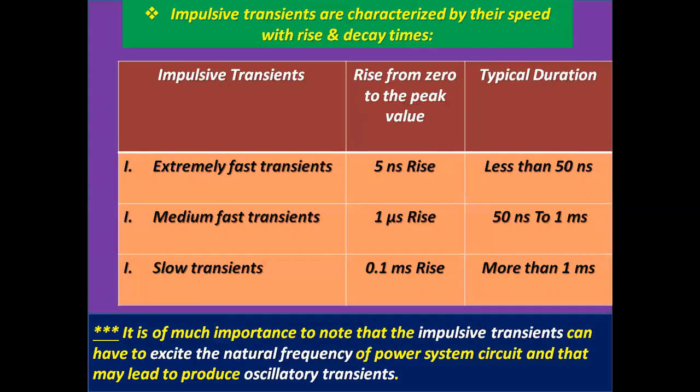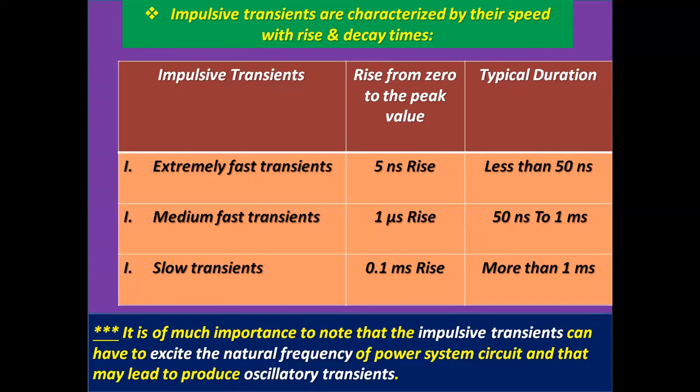Impulsive transients are characterized by their speed with rise and decay times. Nature of impulsive transients: extremely fast transients, medium fast transients, slow transients. Extremely fast transients, which is the rise from 0 to peak value, is about 5 nanosecond rise, and typical duration time less than 50 nanoseconds.